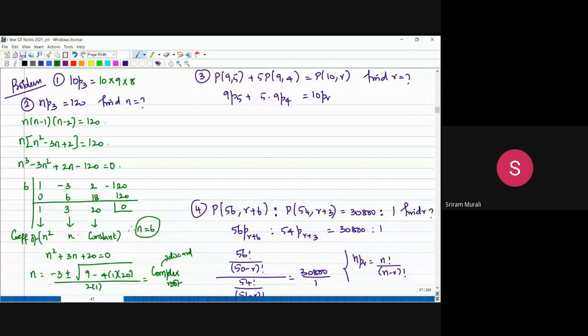That is your quadratic equation formula, minus b plus or minus square root of b square minus 4ac by 2a. Don't you remember that? Okay sir, okay.